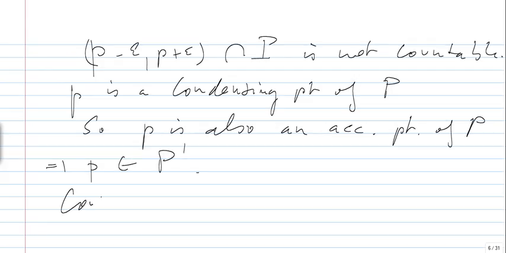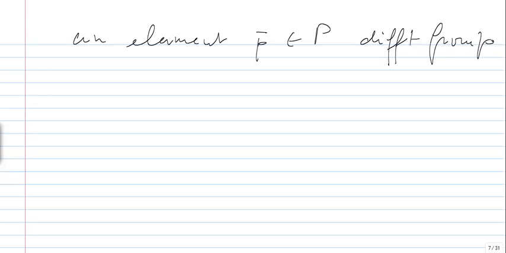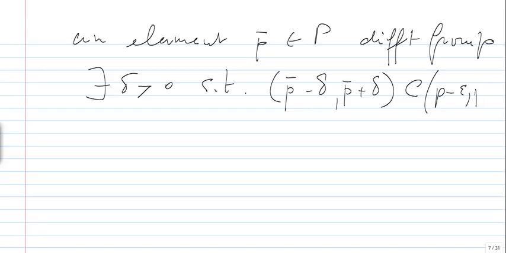Conversely, assume p is an accumulation point of P, so p belongs to P prime. Then let epsilon be positive. We know that (p minus epsilon, p plus epsilon) intersect P has an element, in fact infinitely many, but an element p bar belonging to P different from p. Now, because (p minus epsilon, p plus epsilon) is an open interval, we can find delta such that (p bar minus delta, p bar plus delta) is in (p minus epsilon, p plus epsilon).